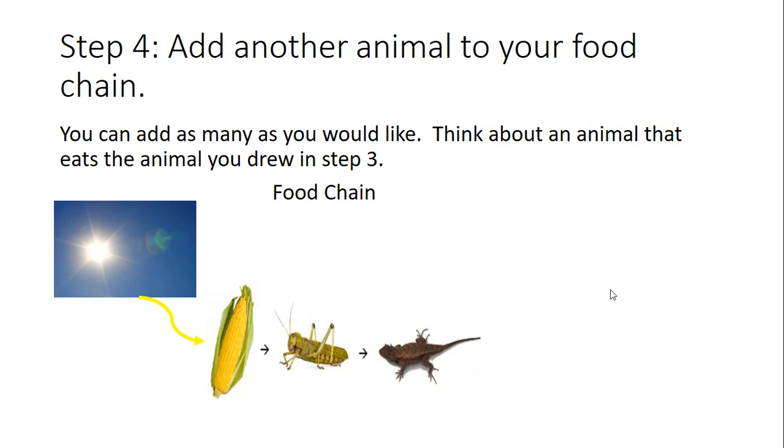Step 4, add another animal to your food chain. You can add as many as you would like. Think about an animal that eats the animal you drew in step 3. And notice after each part that you add to the chain, make sure you have arrows to show the flow of the energy.